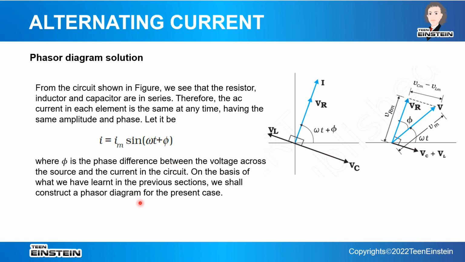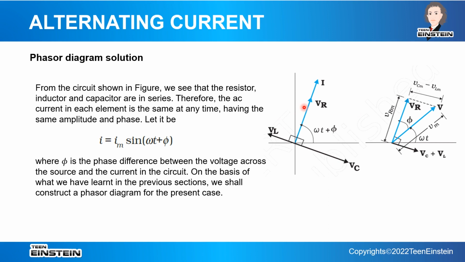On the basis of what we have learned in the previous sections, we should construct the phasor diagram for the present case. So how are we constructing it? Let's look at the resistor first. We know the voltage across the resistor and the current are going to be in phase because a resistor does not contribute to any kind of phase difference. But we know for a capacitor, the current always leads by pi by 2. So the capacitor voltage is here, but the current is 90 degrees ahead of this. But for the voltage across the inductor, the current is going to be lagging by pi by 2. So this is the circuit, and this is the phasor diagram.